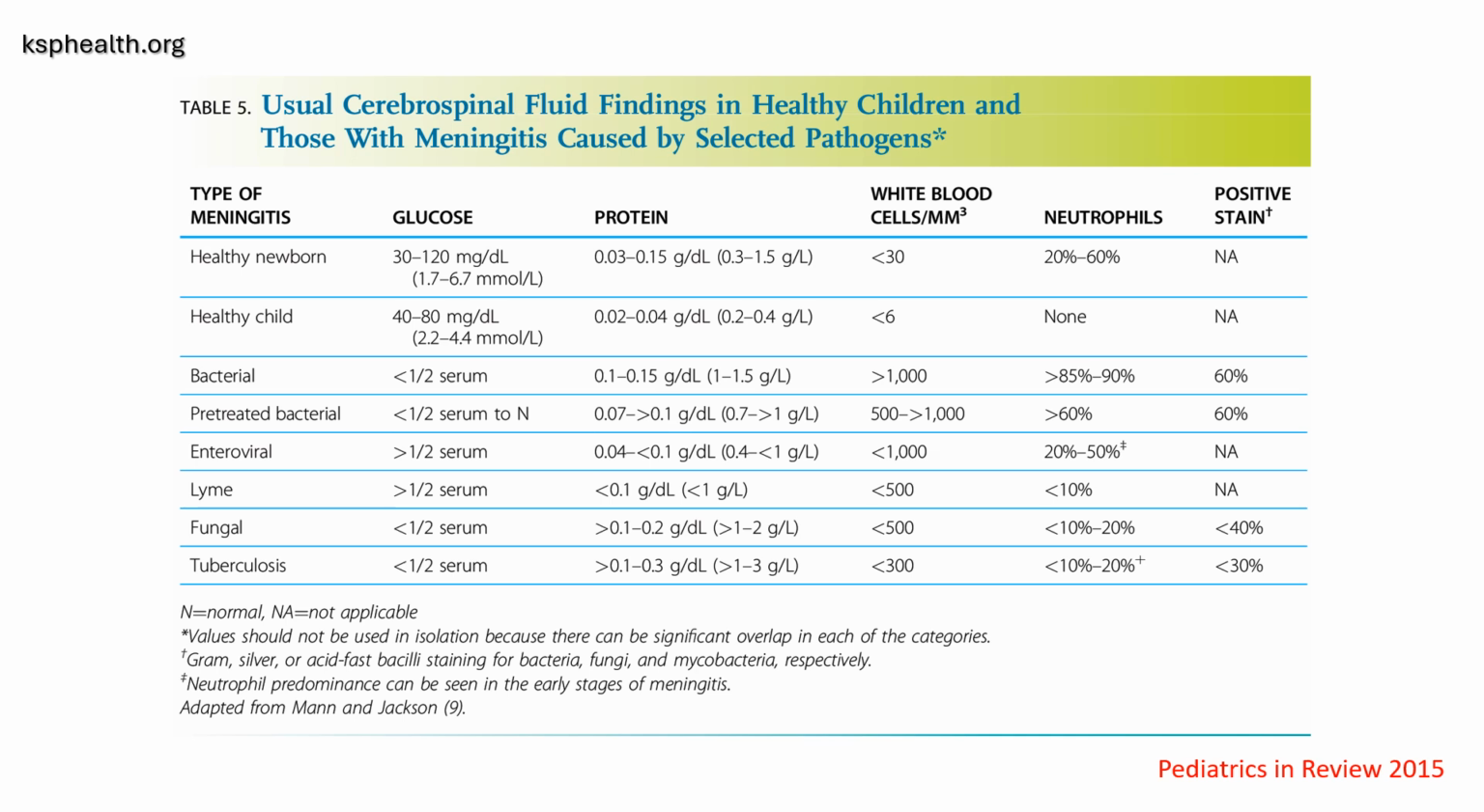In viral meningitis, the CSF glucose will be more than half of the serum glucose. The CSF white cell count will be less than 1,000 and there won't be any neutrophilic predominance, but lymphocytic predominance.